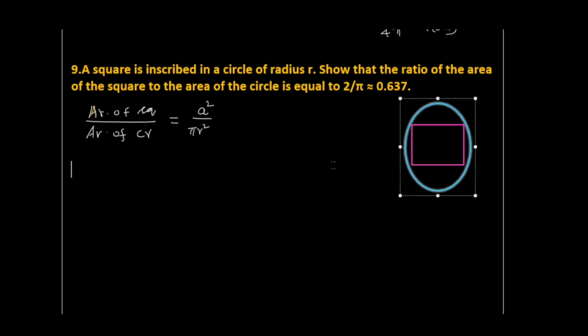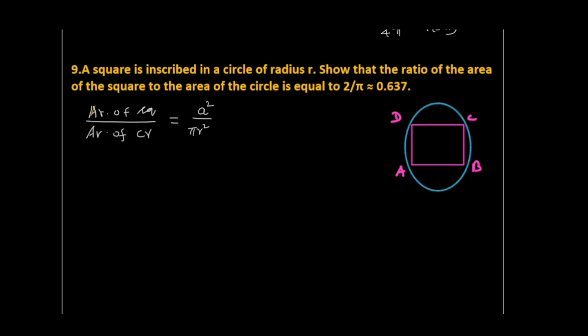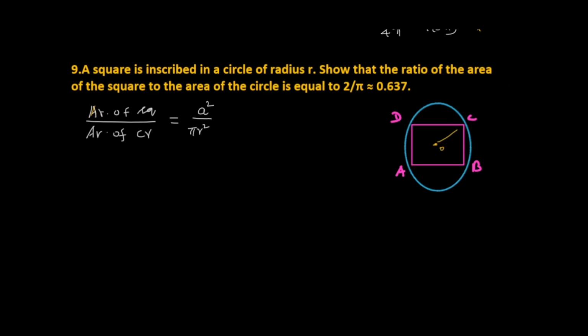A square inscribed in a circle means all the vertices should be on the circle. Now ABCD is a square and O is the center of the circle. When we join OC, OD, OA, OB, everything is a radius of the circle: R, R, R, R.